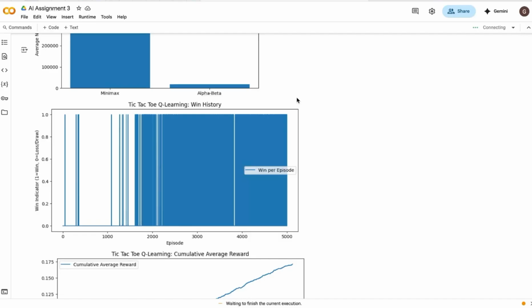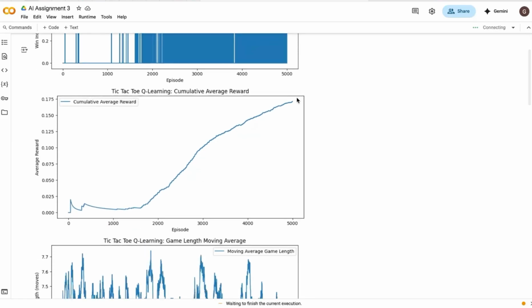So for graph 2, it's a plot of the win history for the Q-learning agent during training. Each point represents whether the agent won, which is 1, or didn't win, 0, in each episode. You can see that as the episodes progress, win frequencies increase, and it indicates the agent's performance is improving over time.